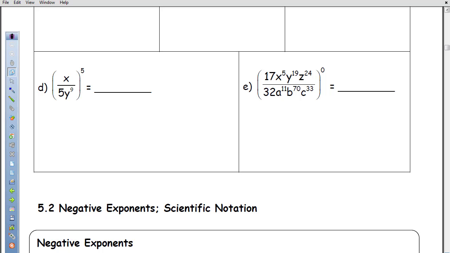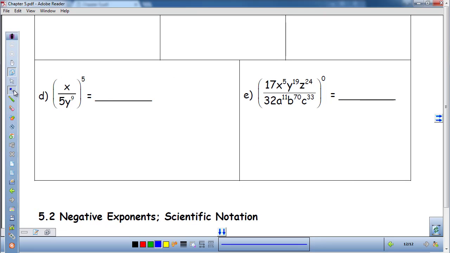We've got x over 5, y to the 9th, all raised to the 5th. And then we've got 17x to the 5th, y to the 19th, z to the 24th, over 32, a to the 11th, b to the 70th, c to the 33rd, all raised to 0. Okay. Let's do this one first. What are we going to get? 1. If all of that's raised to 0, we don't even have to worry about doing anything.